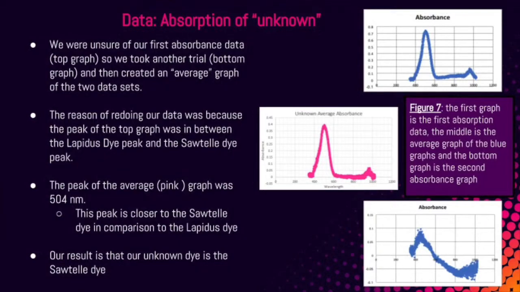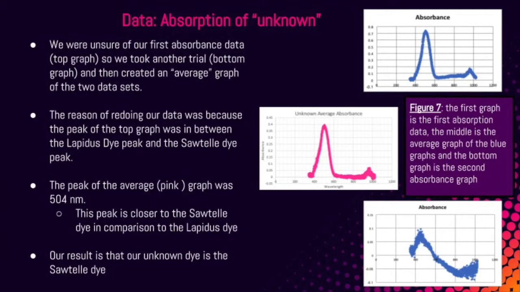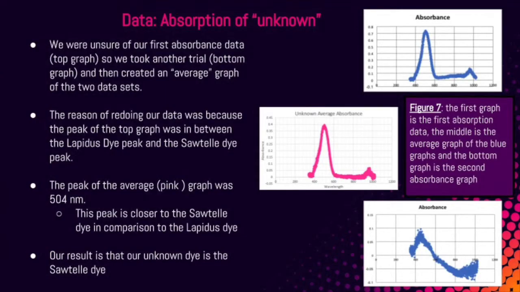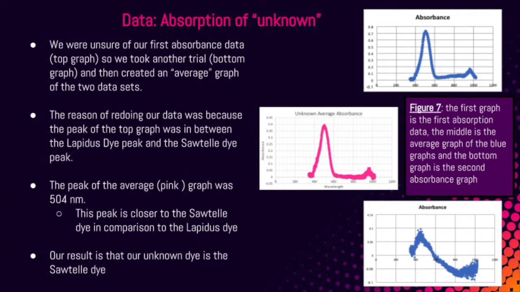So as I mentioned before, our first absorbance data, which is at the top graph right there, we weren't sure because our peak wasn't like all the other known peaks that we were given. So we redid our data, and that graph is on the bottom, but that was a little skewed too because it had negative values. So we took the average of those two graphs, and then you get the middle pink graph, and that peak was at 504 nanometers. And that was closest to our Sautel dye, which that peak was at 475 nanometers. So we just confirmed that our solution was the Sautel dye.